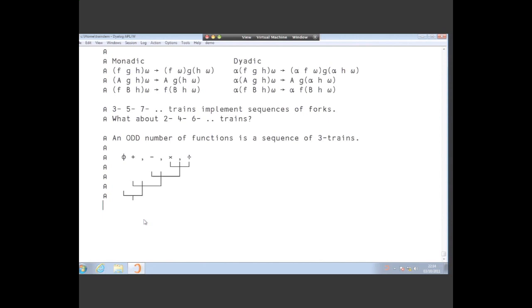So we only have those two possibilities. The number of functions in a row is either odd or even. If it's odd, then we have a series of three trains. If it's even, we have a series of three trains followed by a single two train. Those are the rules. Because you can parenthesize these things and have mixtures, but in an unparenthesized expression, that's the case. So reading from left to right, an even number of functions is a single two train followed to the right by a sequence of zero or more three trains.